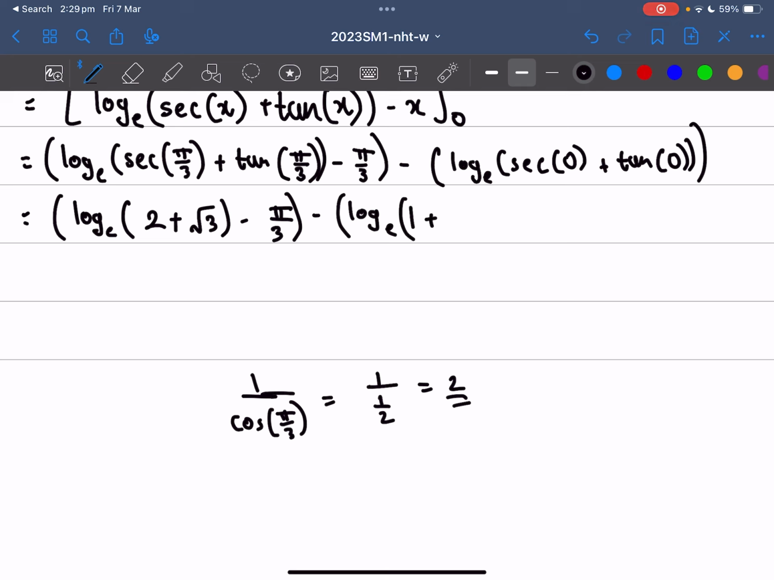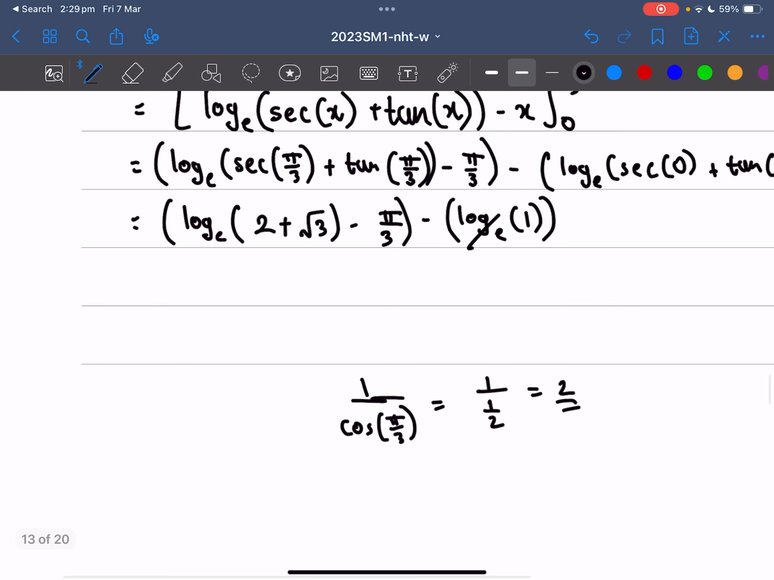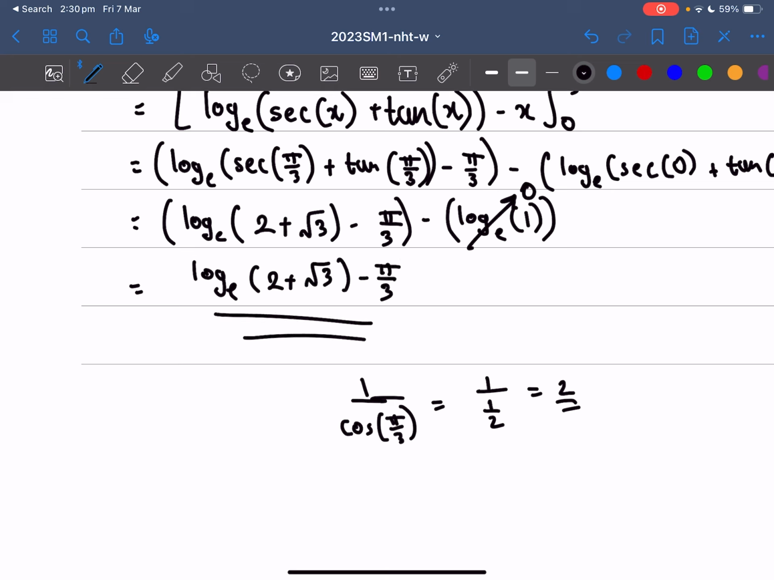Tangent of 0 is just going to be 0. So this is going to simplify to log of 1 essentially. And that is going to cancel out to 0, right? So log base e of 2 plus root 3, take away pi on 3. That is going to be the area. All right?